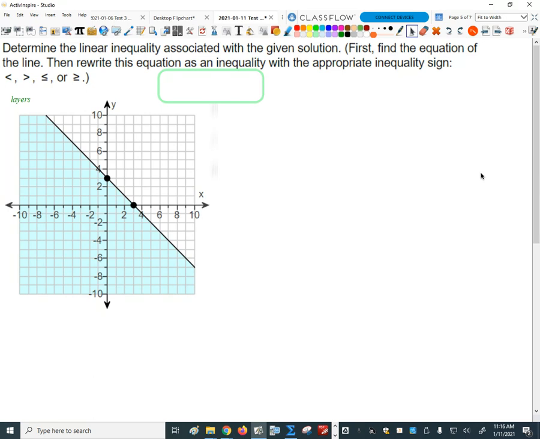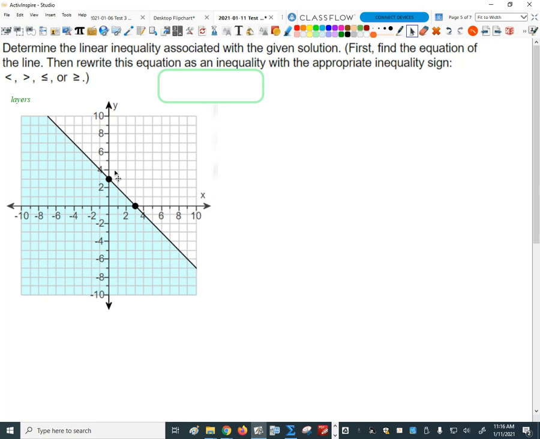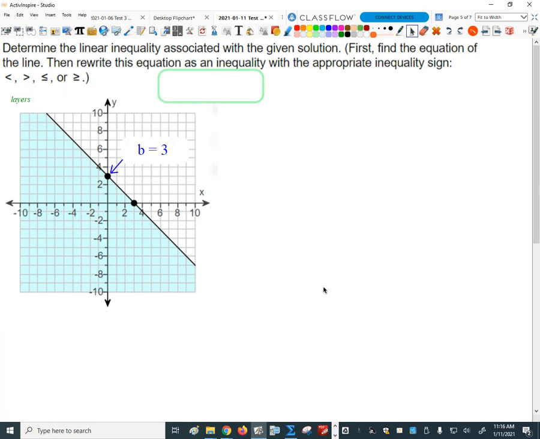Okay, so by inspection, by just inspecting the graph, can you give me the pieces of a linear inequality in slope-intercept form? Could you tell me what the y-intercept is? The y-intercept is 3. It is, right? I know b is 3. Could you tell me the slope?